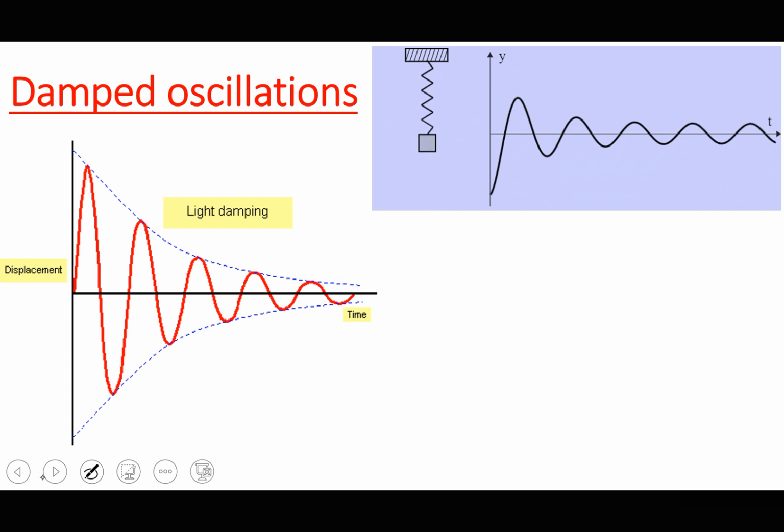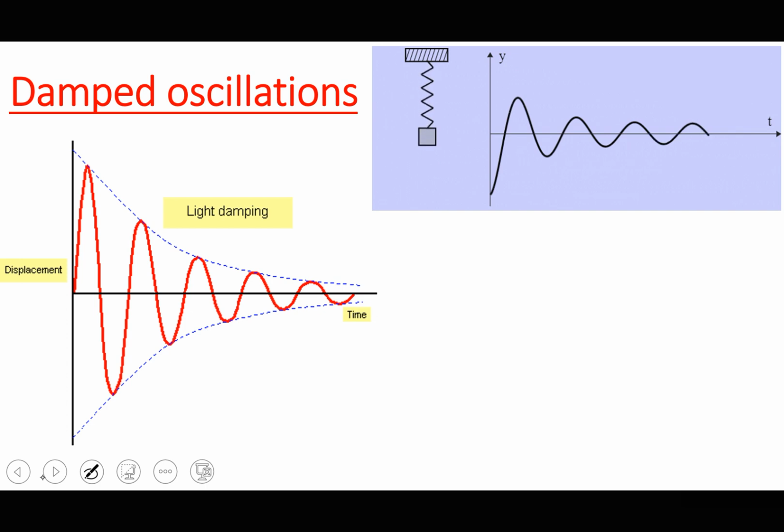So damping is produced by resistive forces which dissipate the energy of the vibrating system. So in real situations, oscillating systems can easily be damped. They are always damped by dissipative forces which waste or make them lose their energy of oscillations. So that's what we are going to call damping.